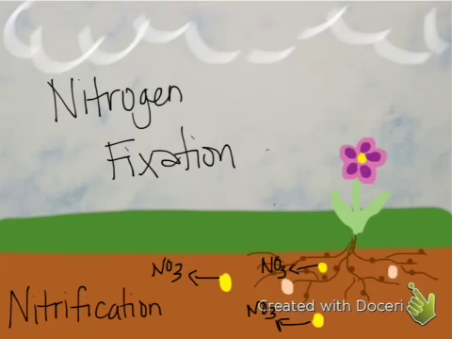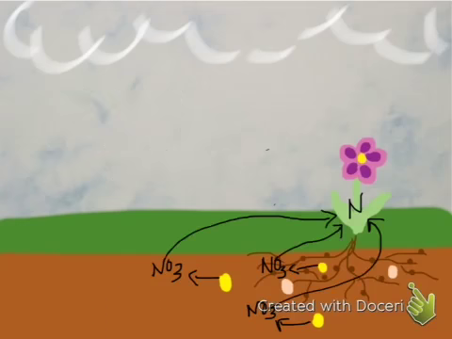Now, it's this NO3 that is then usable by plants. This is what plants use to help them grow and become more mature.